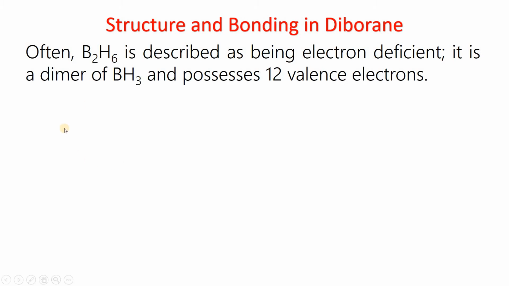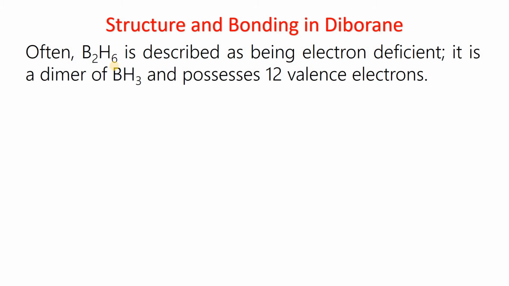So often B2H6 is described as being electron deficient. It is a dimer of BH3 and possesses 12 valence electrons. Boron has 3 valence electrons. There are 2 borons, so 3 into 2 is 6, and there are 6 hydrogens, and each hydrogen has 1 valence electron. So there are a total of 12 valence electrons. If we compare B2H6 with C2H6.